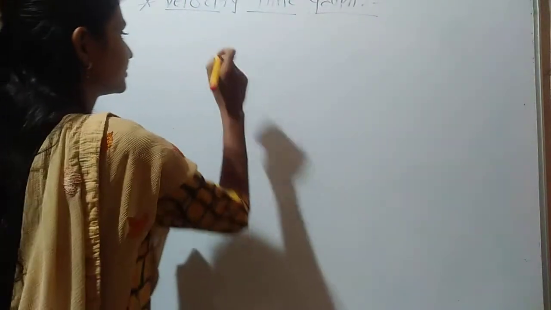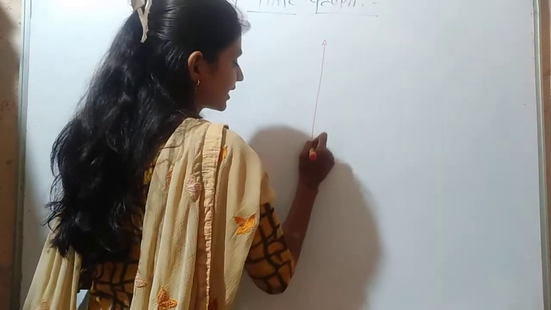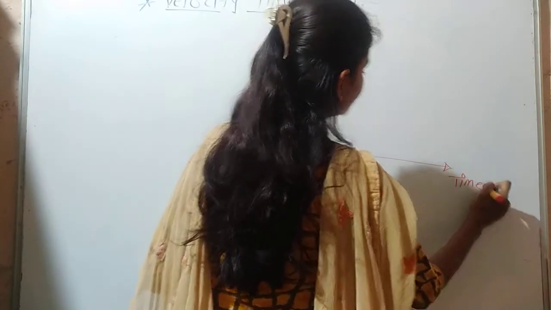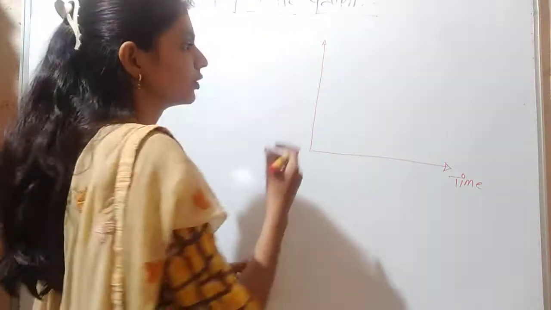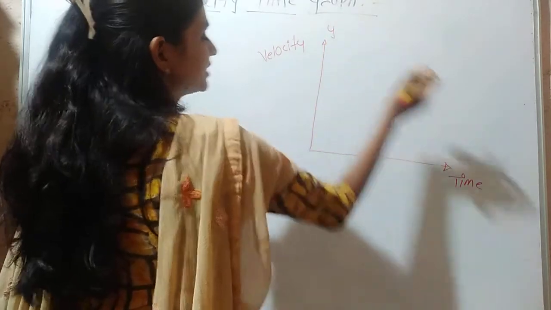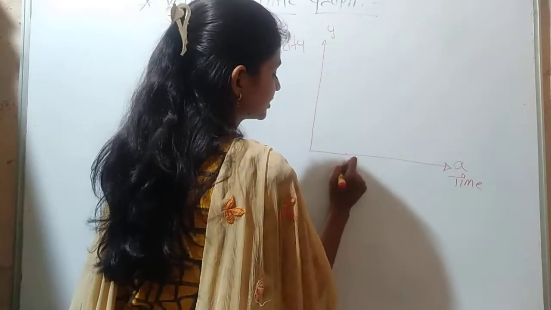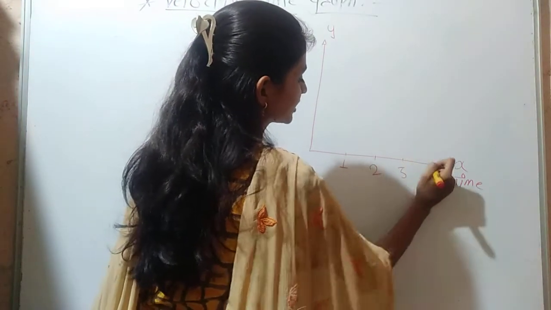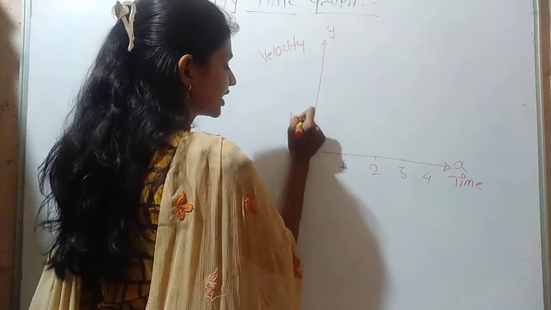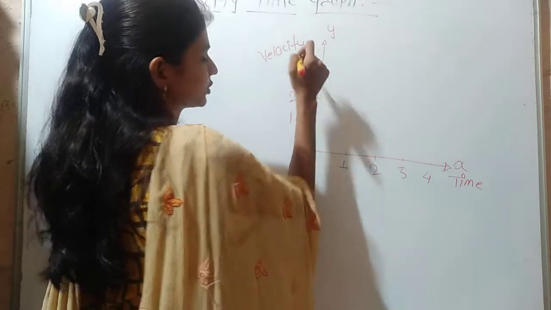Along the x-axis we represent the time, and along the y-axis, in place of the distance, we represent the velocity. Time we can consider in seconds: 1 second, 2 seconds, 3 seconds and 4 seconds. And for velocity, just consider 10 km per hour, 20 km per hour, 30 km per hour and 40 km per hour.